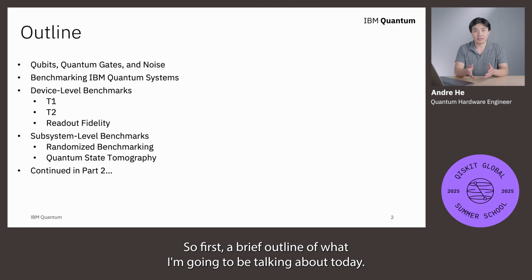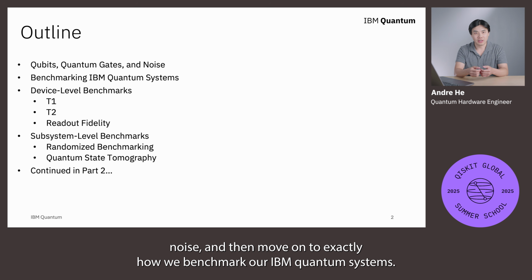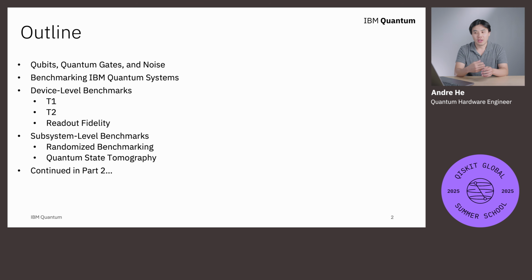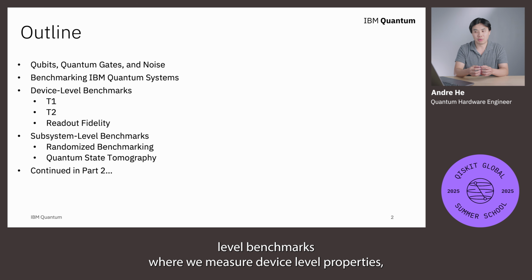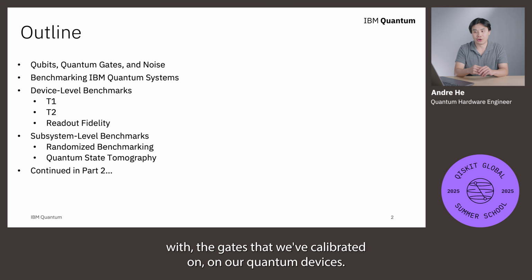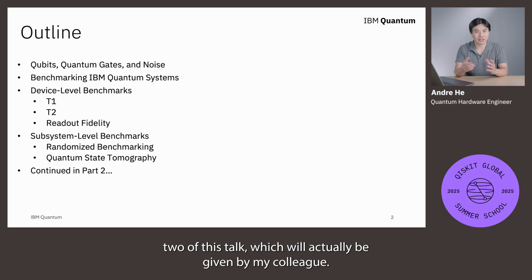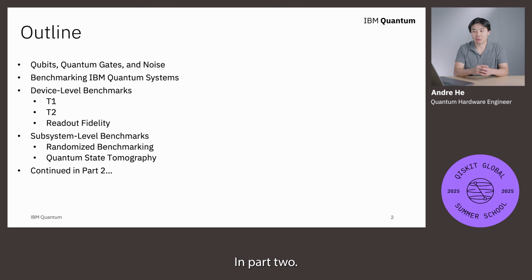So first, a brief outline of what I'm going to be talking about today. I'll start with some background about qubits, quantum gates, and quantum noise, and then move on to exactly how we benchmark our IBM Quantum Systems. I'll talk about our device level benchmarks, where we measure device level properties. And then I'll move on to subsystem level benchmarks, which have more to do with the gates that we've calibrated on our quantum devices. And the rest of this topic will continue in part 2 of this talk, which will be given by my colleague.